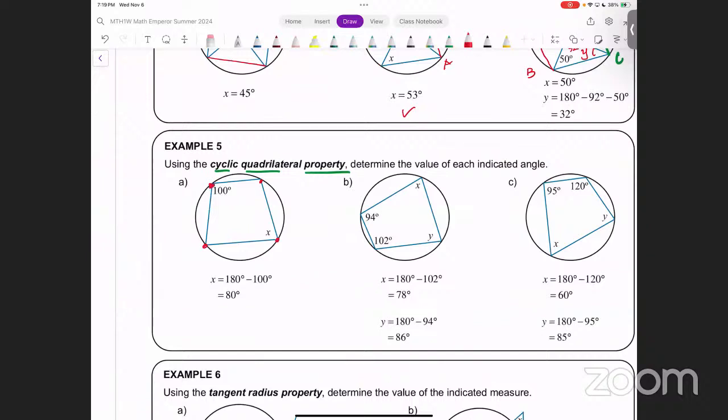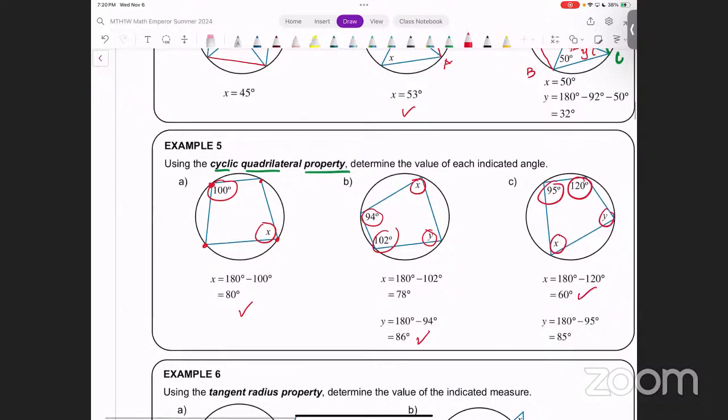The cyclic quadrilateral property basically says that if you add the opposite angles, you always get 180. So if I want to find the x, I can subtract from 180. If I add 94 plus y, I should get 180, so from 180, if I subtract 94, I get the y. From 180, if I subtract 102, I get x, isn't it? Same idea, 120. So x must be 60. And similarly, to find the y, we subtract 95. Everyone seen that property?